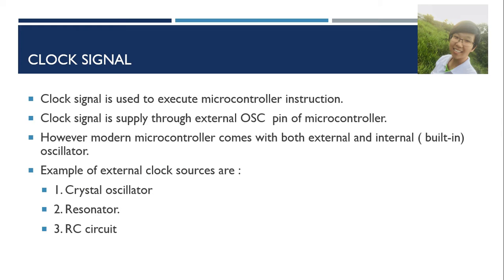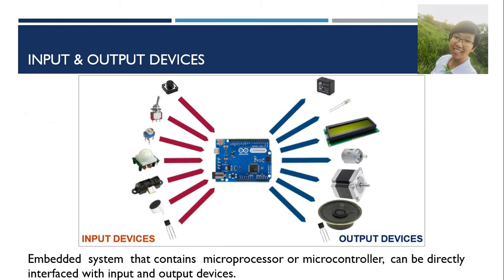And then is the clock signal. The clock signal is used to execute microcontroller instructions and is supplied through the external OSC pin of the microcontroller. However, modern microcontrollers come with both external and internal oscillators. Examples of external clock sources are crystal oscillator, resonator, and RC circuit.